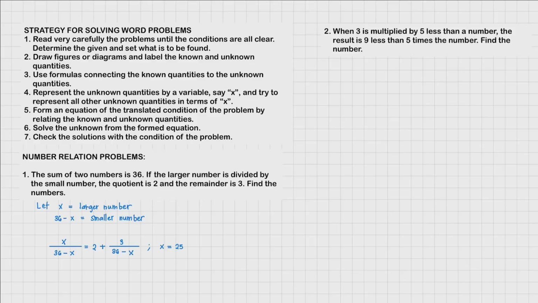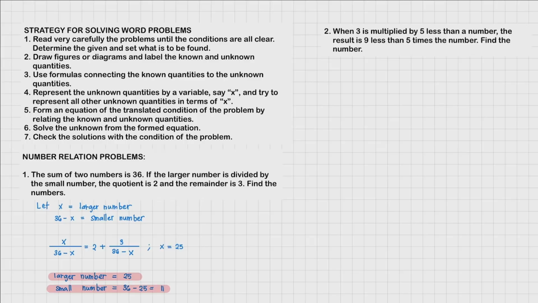Now from our first statement, x is our larger number. So for our final answers, the larger number is now equal to 25. And the small number would now be equal to 36 minus 25, which is 11. So that is our final answer for the first example. Alright, so on to the second example.